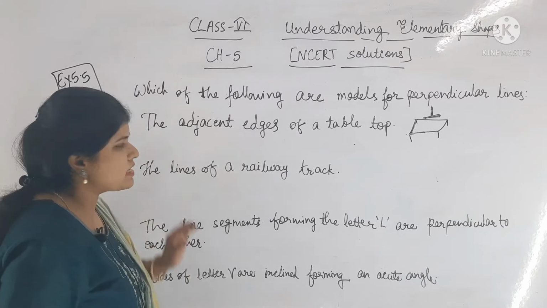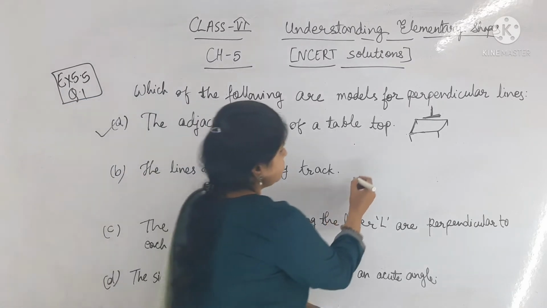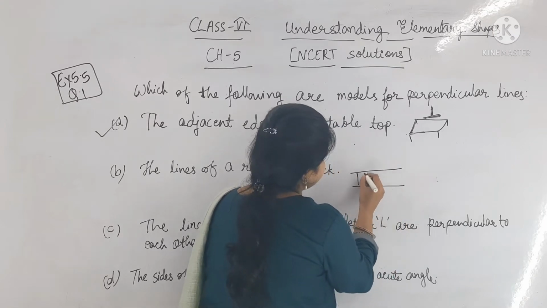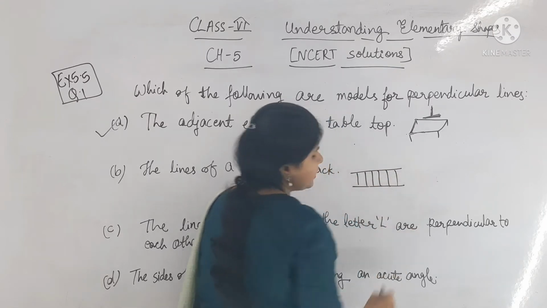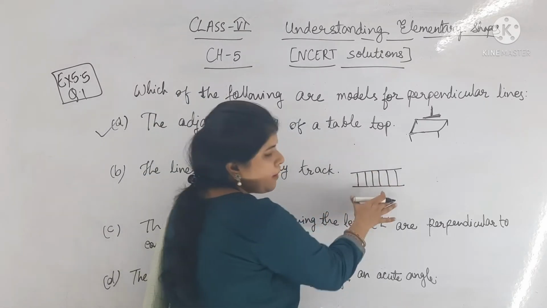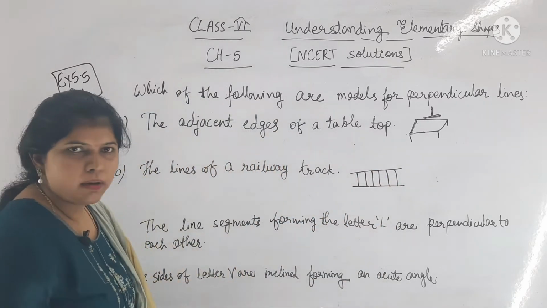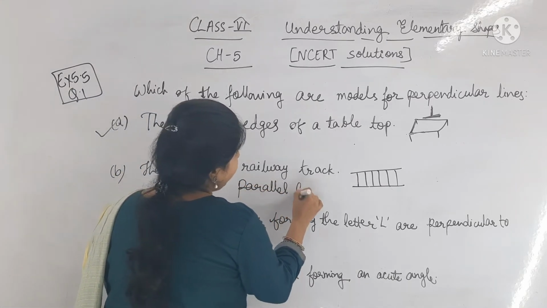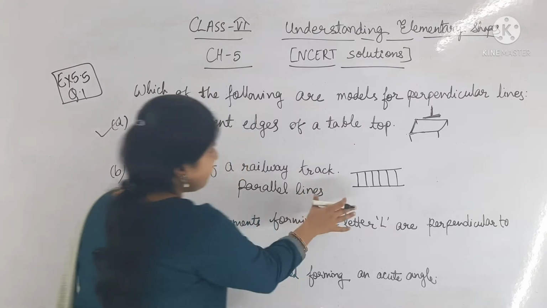Number B is the lines of a railway track. The railway track looks like this. So this is the parallel line, not the perpendicular line. So this is not a model for a perpendicular line. These are parallel lines.